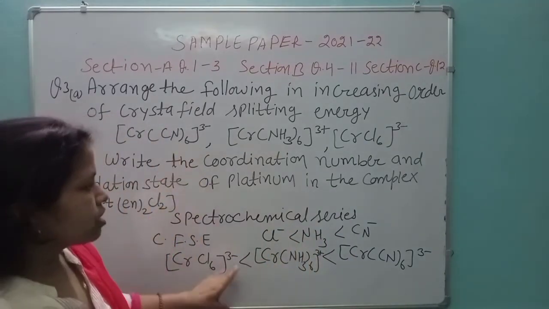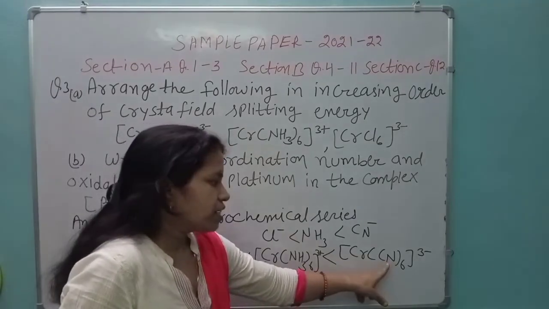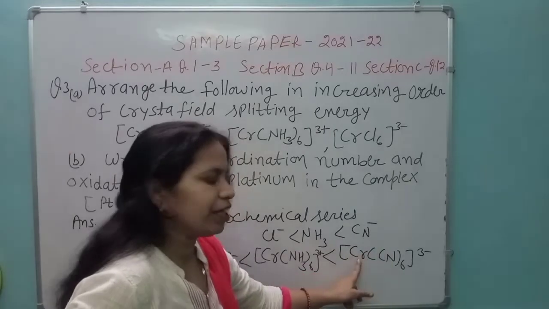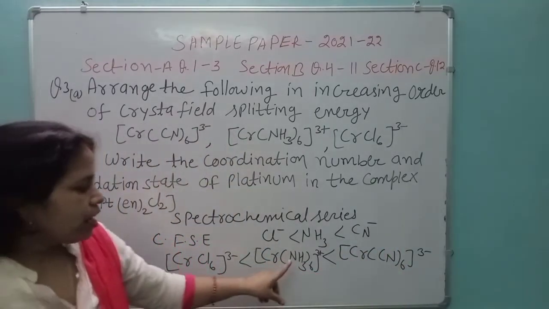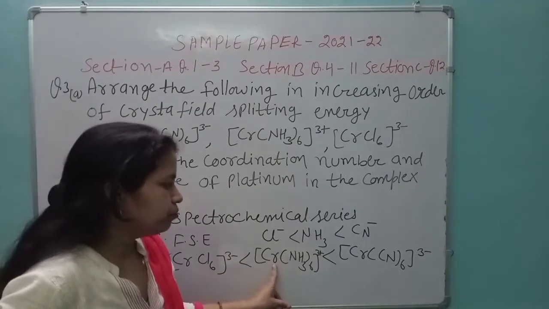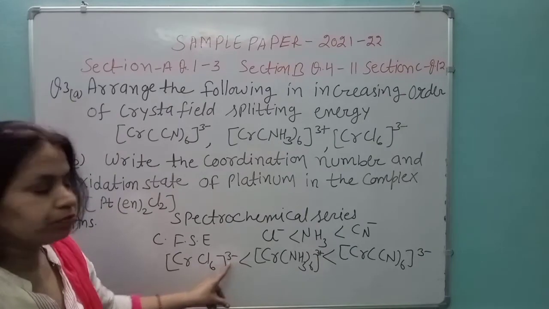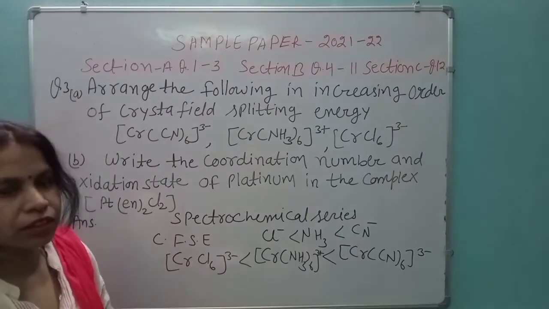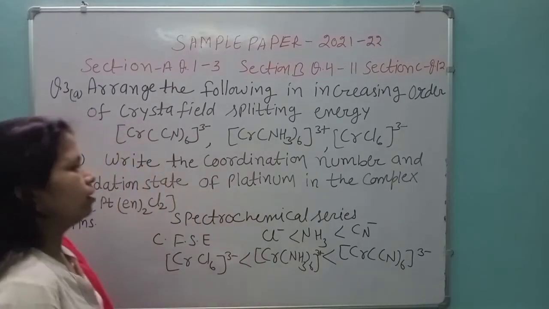So what is the answer of CFSE in increasing order? Hexa... what is the name of this? Hexacyanochromate(III). What will be the name of this? Hexaamminechromium(III) ion. What is its name? Hexachloridochromate(III). So is it clear how to write the answer? Now write it down.